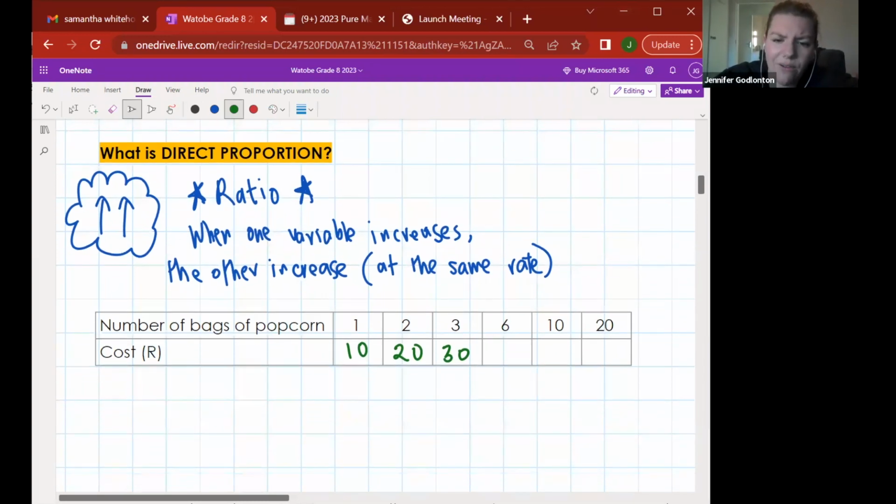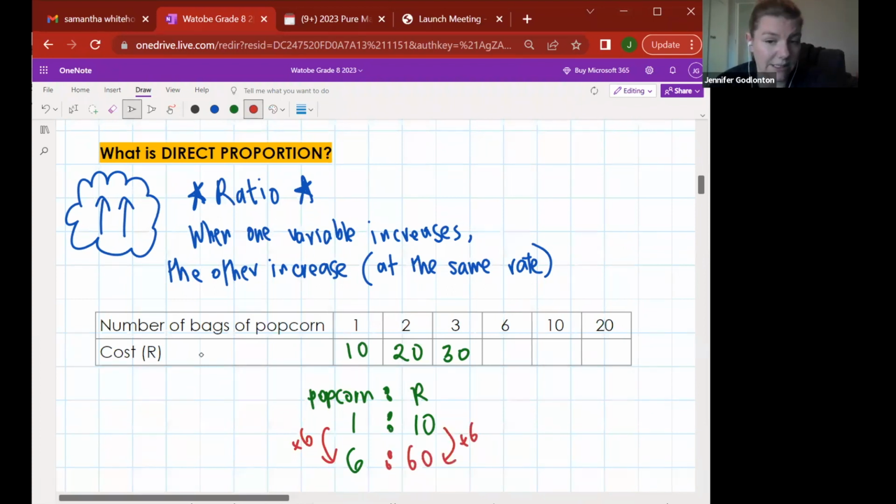If I have, so this is my popcorn. I'm just going to write this as a ratio. And this is how much money it costs. If I have 1 bag of popcorn and it costs me 10 Rand, and now I have 6 bags of popcorn. I know that you're all like, this is so easy, but I promise this method will help you when we get down later. I'd have to times that by 6. So we're going to times that by 6 until we would get the answer of 6.